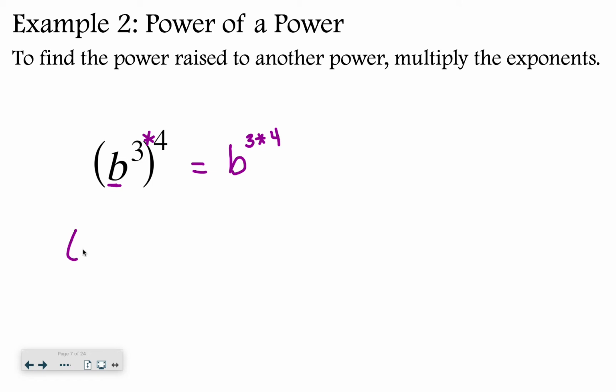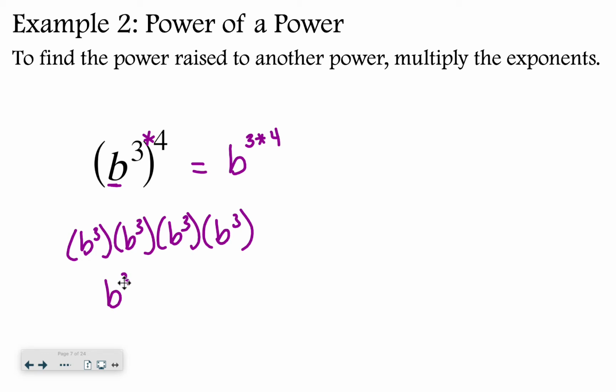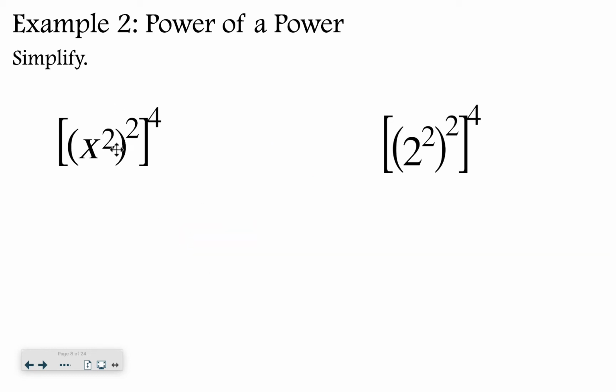And one way to think about it, if you're wondering why that is, this is the same thing as this, which would be b to the 3 plus 3 plus 3 plus 3, or b to the 12th. So you can see it's faster to multiply rather than writing it out like this. Okay, so now let's practice some problems like that.